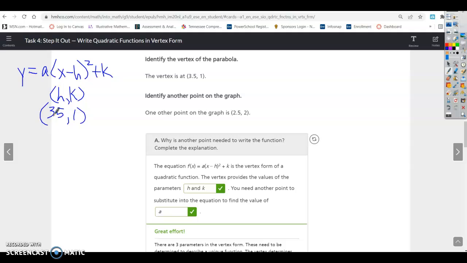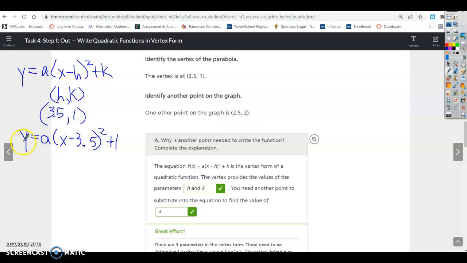So we can plug that in for h and k. So y equals a times x minus 3.5 squared plus k, which is 1. All right, so that's our h and k just substituted in from the vertex. So you choose another point. We are given another point. We know that this is just an x and a y. Every ordered pair is an x and a y.